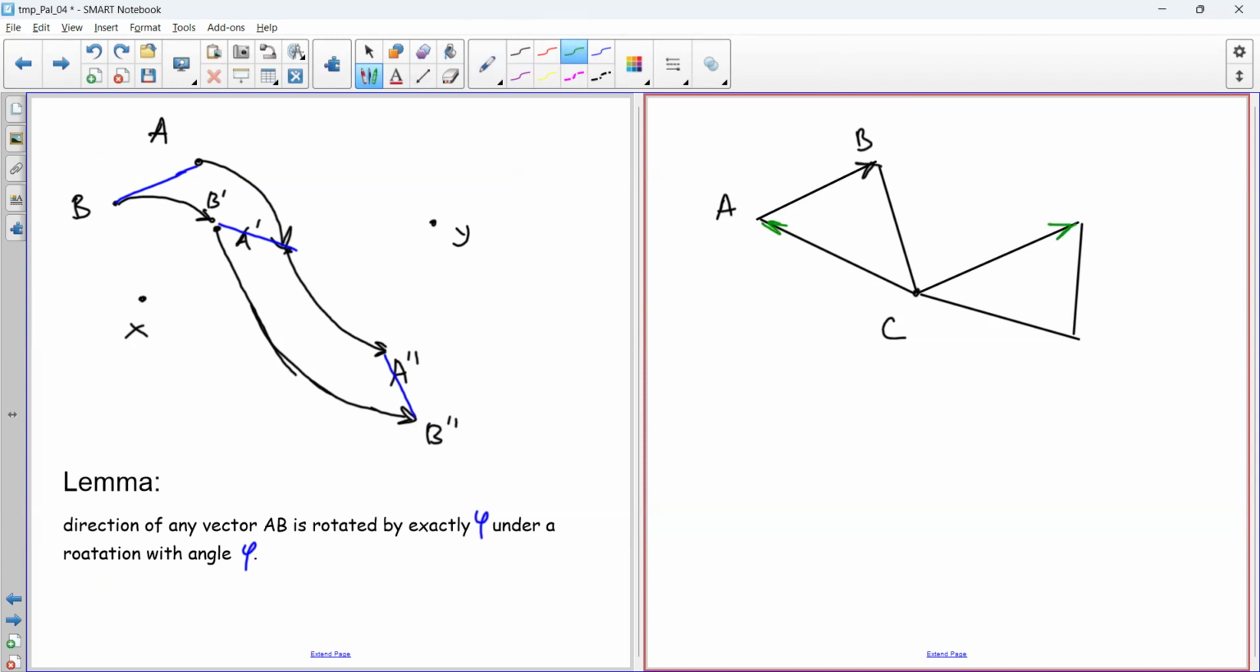So this would be A prime. This would be B prime. This would be the direction of the vector A prime B prime. So what is claimed is that the direction of this vector is rotated to this direction by exactly angle phi. Oh, sorry, phi is not here. Phi is here.